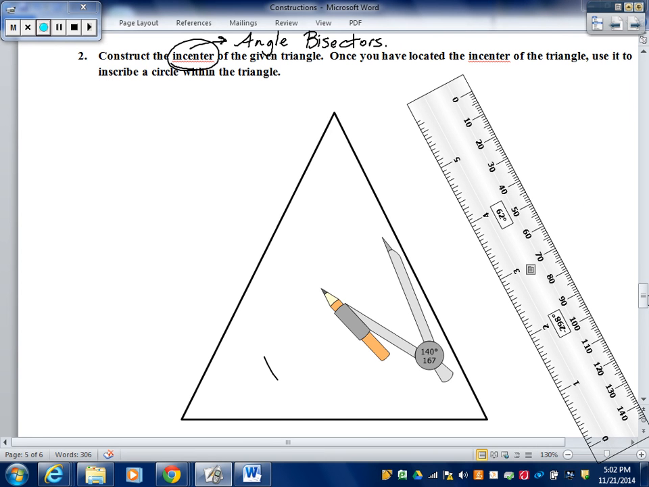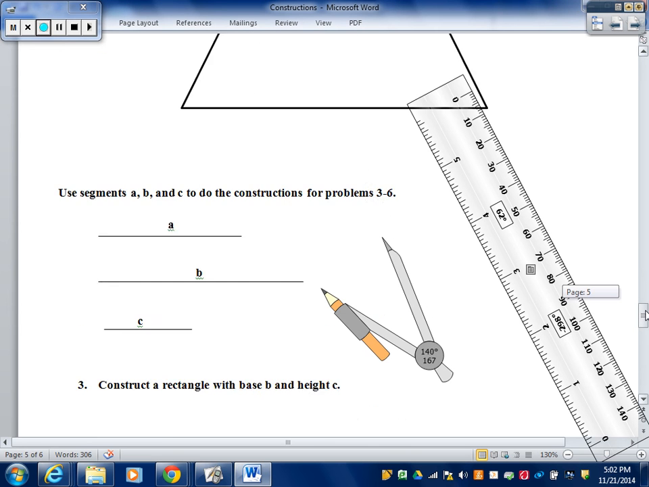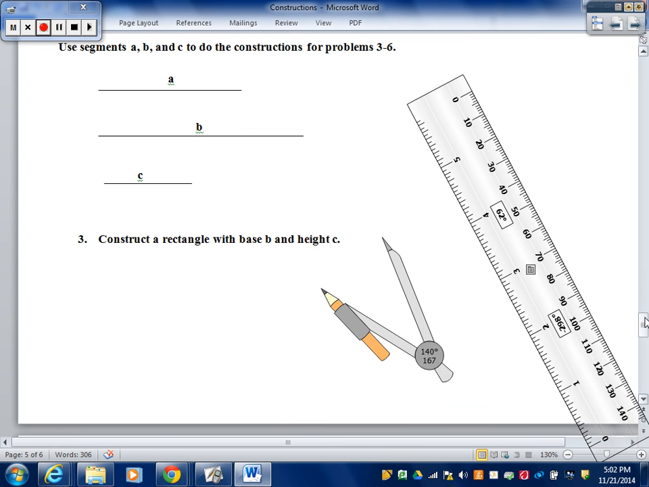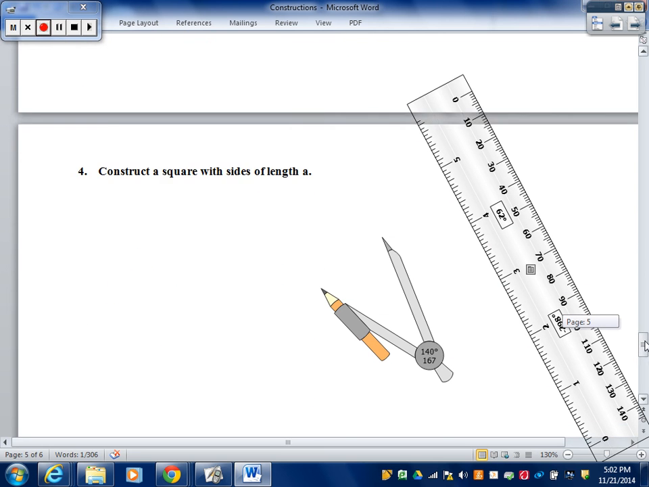All right, now for the rest of these, let's go on down here. You're going to use these three segments, A, B, and C, to start doing the following type of constructions. So I'll be honest, numbers 3 and 4 are very similar, I think if I remember right. Number 3, you've got a rectangle right here, okay? And so what you're going to have to do is you're going to have to form some right angles. How do we form right angles? Remember, we developed some perpendicular lines. And so use that as a hint for that one.